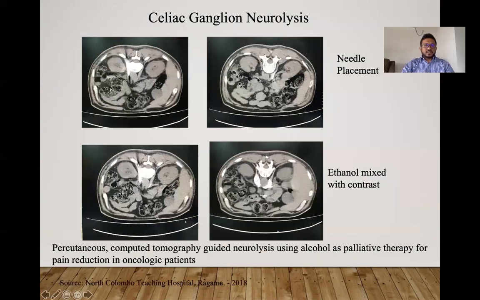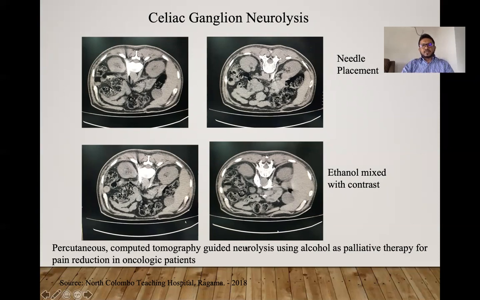Then some of the other non-vascular interventions would be pain related, where you can use different techniques and different methods to neutralize the pain, especially in these pancreatitis patients where you have intractable pain.